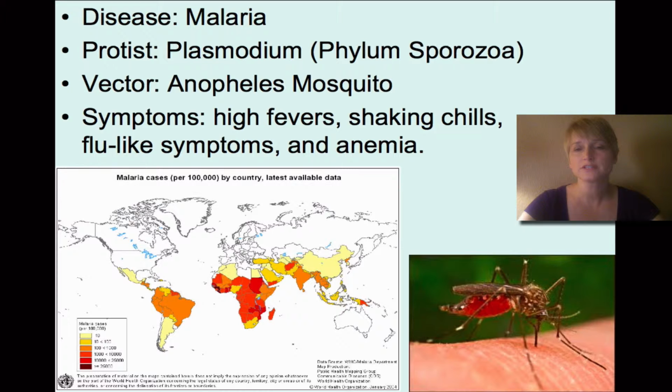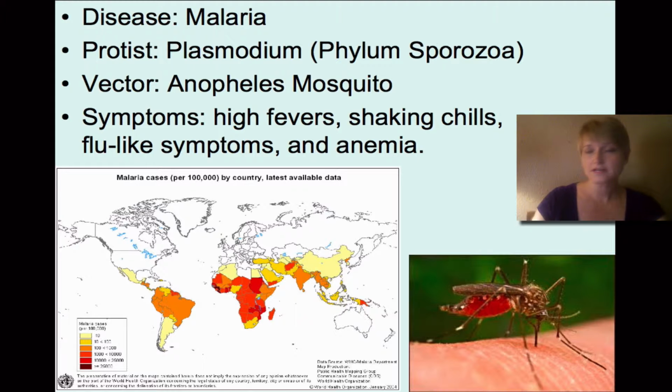And so the first one we're going to talk about is malaria. Malaria is caused by a protist called Plasmodium, and it's in the phylum Sporozoa. So it doesn't have a mechanism to move by itself, but what it does is it uses the Anopheles mosquito to move it from the mosquito to the host, and then it makes that host sick. And the symptoms of malaria are high fever, shaking chills, flu-like symptoms, and anemia, and can even cause death.